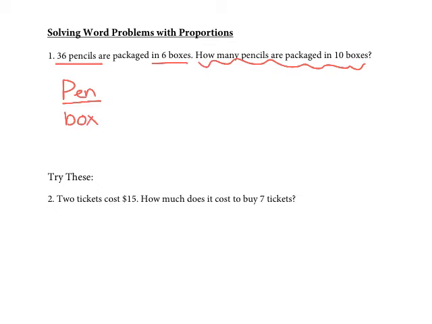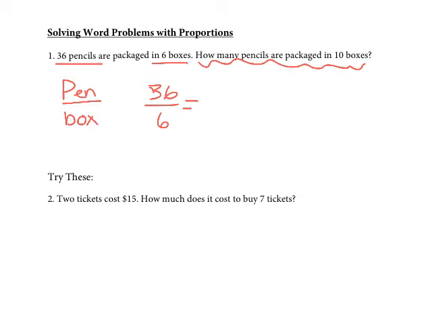The reason that is important is you want to make sure both of your fractions on either side of your equal sign are lined up the same way. Because if you have them flip-flop, that's going to mess you up. So we're doing pencils over boxes. Let's start with the first one. So we have 36 pencils. That goes on top. Over 6 boxes. That goes on bottom.